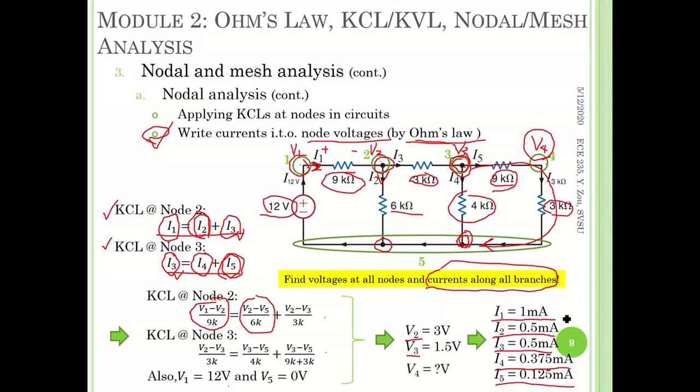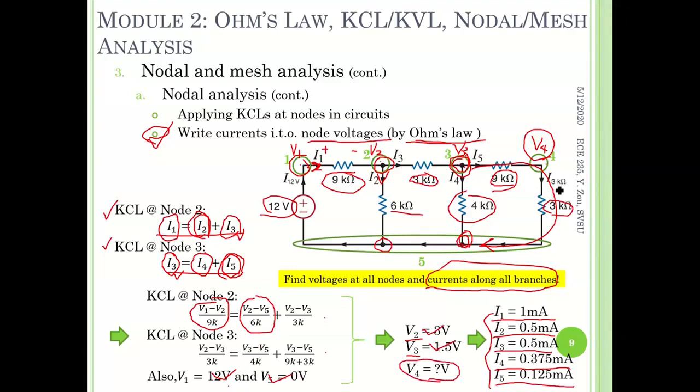So is there anything we are missing here? If you watch carefully, actually, we have V1 here, check. V5 here, check. V2, V3, obtained. All of the currents, obtained. Only V4 left.